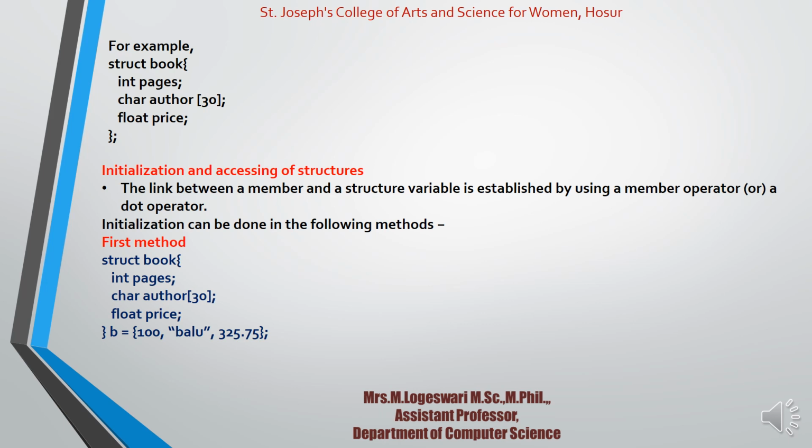Example for the book structure. First you give the struct keyword. After that you give the tag name. After that you declare the members as pages, author and price. This example has no structure variable, it just closes the structure.